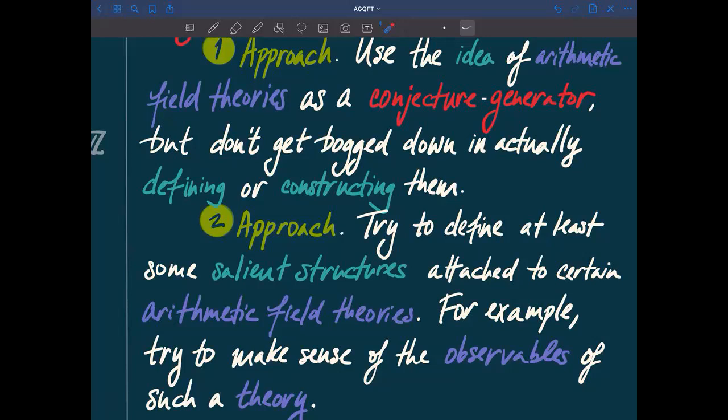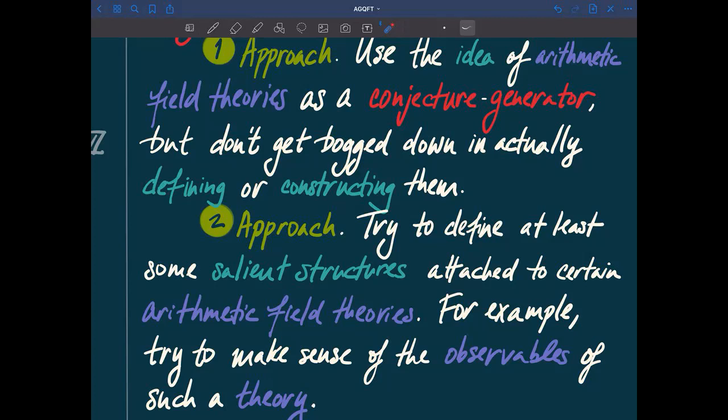So I just want to say that there's two approaches that you can take to this. There's this mystery about what these field theories actually are and how they behave. And I think there's two attitudes that you could take as a result. One attitude is you could use this as an idea generator or even conjecture generator, where you produce some ideas that you can then check using more traditional methods to see whether or not these things are true. You don't spend any time getting bogged down about defining or constructing these field theories in any precise sense. And I think that's one end of this picture.